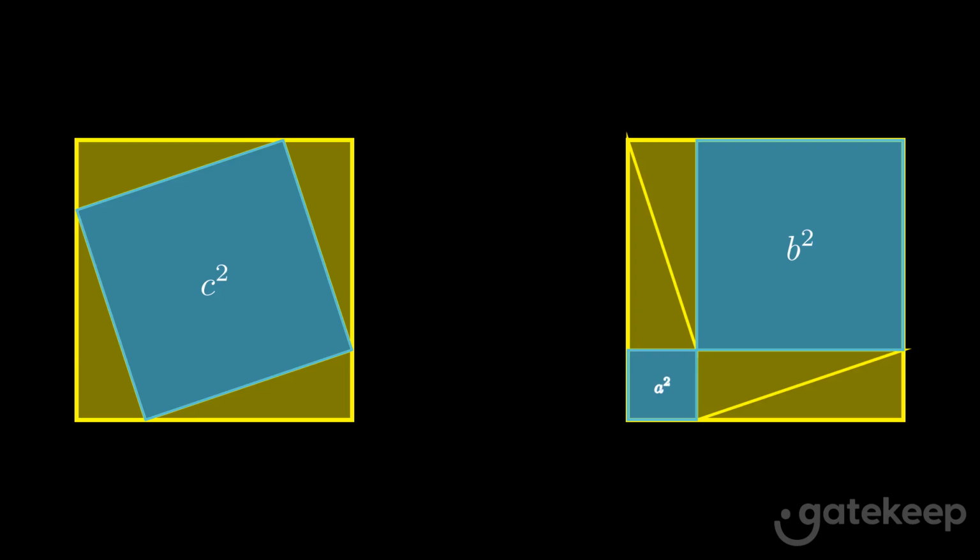In the diagram on the right, the area of the blue square in the lower left corner is the square of the length of the shorter side of the triangle, a squared. The areas correspond to the squares of the sides of the triangles. This leads us to the elegant conclusion of the Pythagorean theorem, which states that the square of the hypotenuse is equal to the sum of the squares of the other two sides.